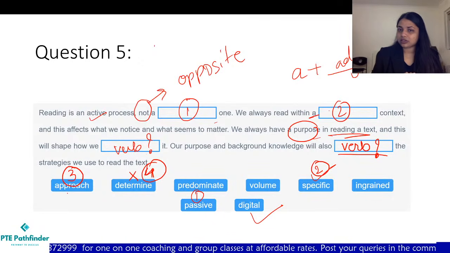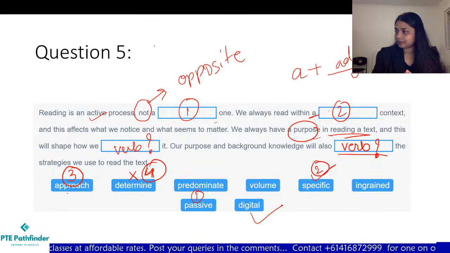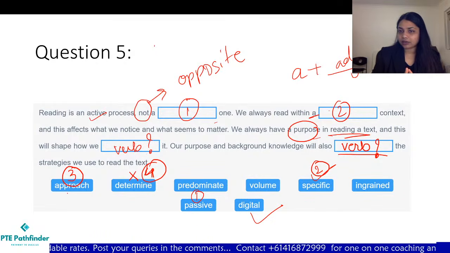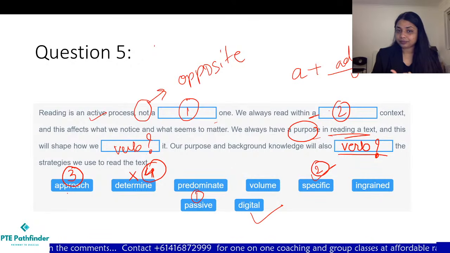In the next sessions, maybe we will talk about the collocations and how we can use that to solve the questions. So if you guys have any doubts or you want to ask me anything, you can let me know here in the comments.